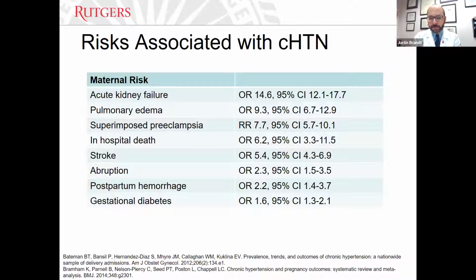Women who have chronic hypertension are at significant risk for adverse pregnancy outcomes, with more than fivefold increased risk for complications including acute kidney failure, pulmonary edema, superimposed preeclampsia, death, and stroke, compared to women who are normotensive or don't have chronic hypertension. Chronic hypertension is also significantly associated with abruption, which is premature placental separation before the delivery of a fetus. That results in adverse outcomes and postpartum hemorrhage, bleeding. And these are just a quick review of some of the maternal risks associated with chronic hypertension.